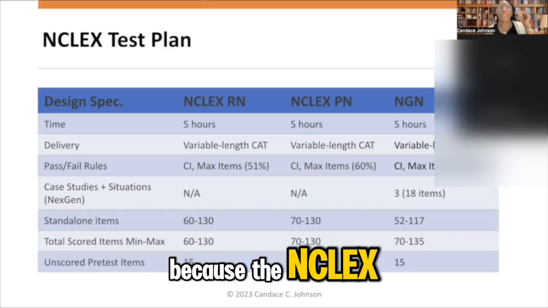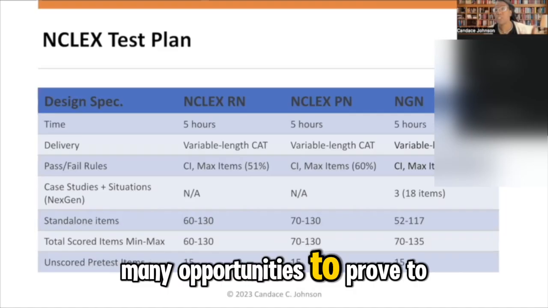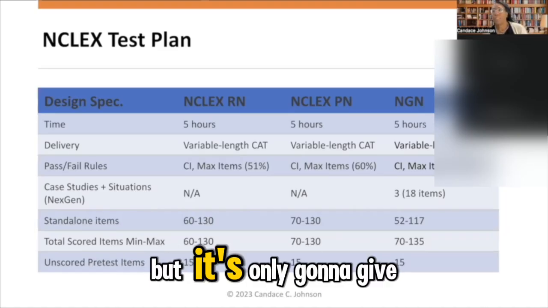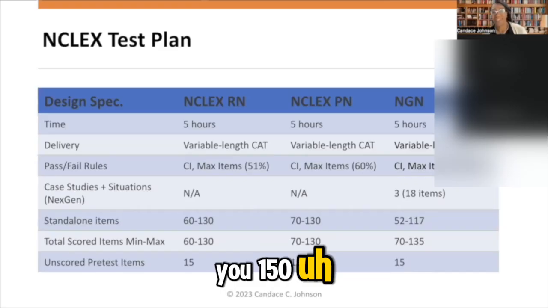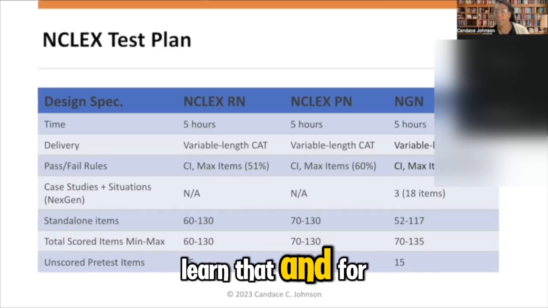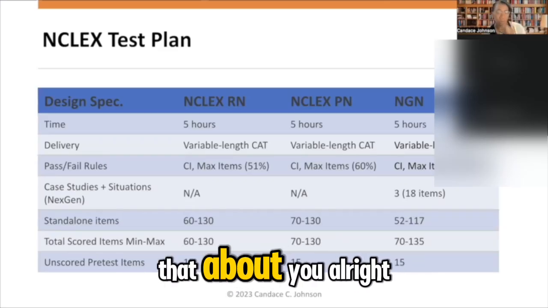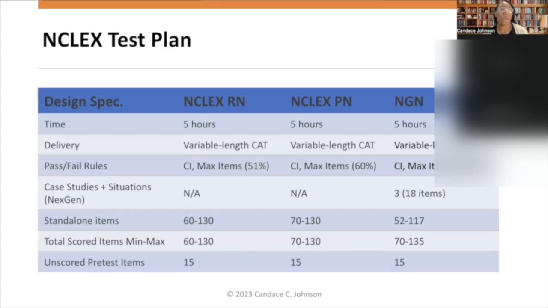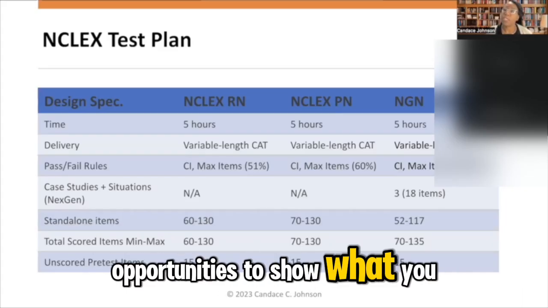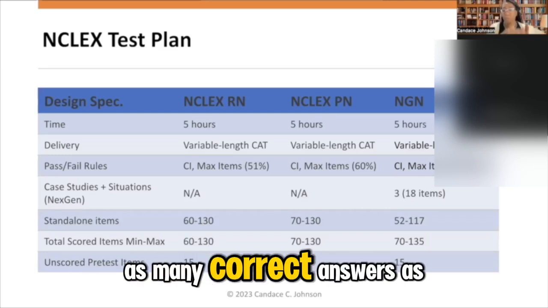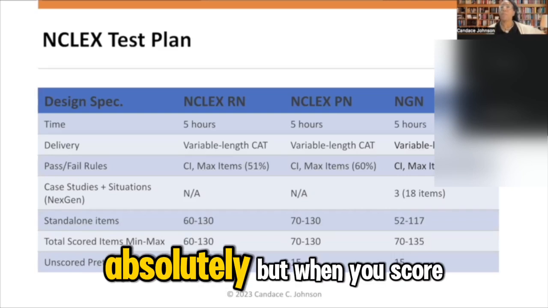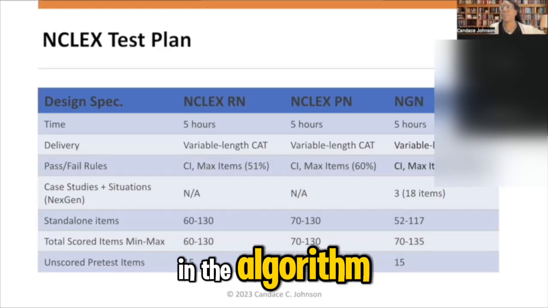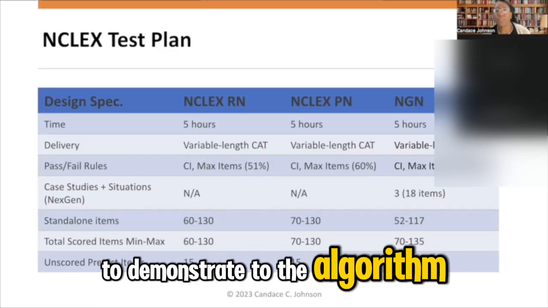Why? Because the NCLEX needs to give you as many opportunities as possible to prove to it that you know what you're doing. But it's only going to give you 150 total items for the algorithm to learn that about you. You get 150 at the max as opportunities to show what you know. So you want to get as many correct answers as possible, absolutely. But when you get one wrong, that's okay. You can always work your way back up in the algorithm to demonstrate to it what you know.